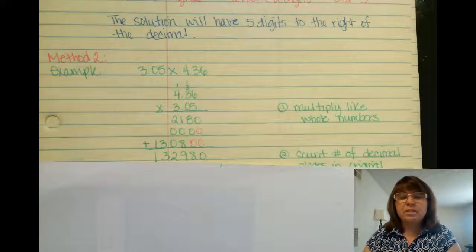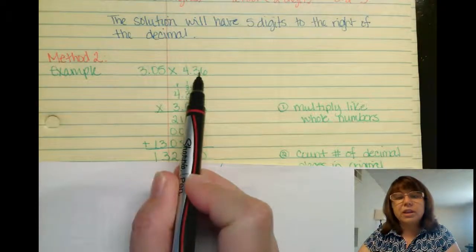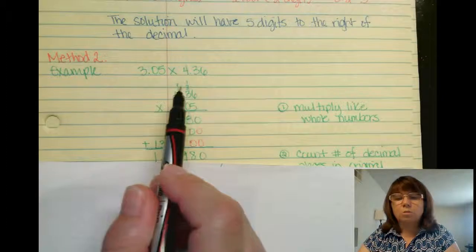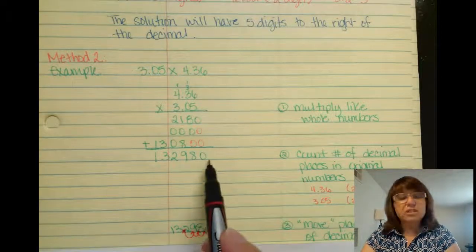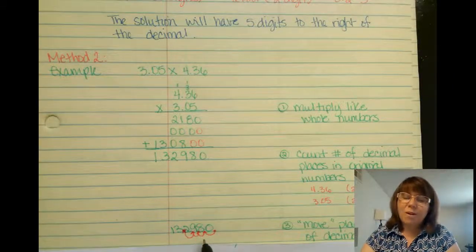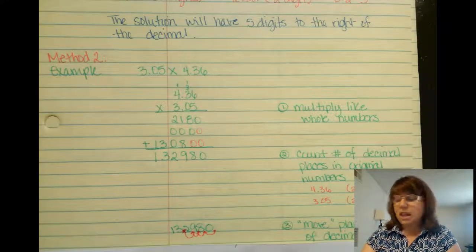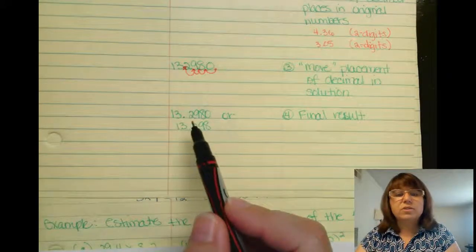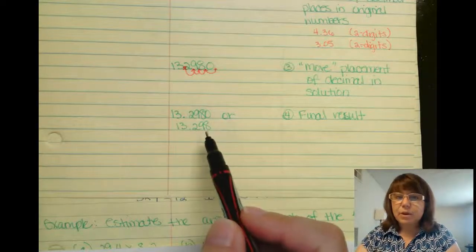Now, count the number of decimal places to the right in the original problem. 1, 2, 3, 4. There are 4 decimal places to the right in the original problem. Now, we're going to move the decimal in the solution that we found with the whole numbers 4 places to the left. 1, 2, 3, 4. And end up between the 13 and the 2. So our final result should be 13.2980 or 13.298, because we don't necessarily need that 0 hanging off the end.